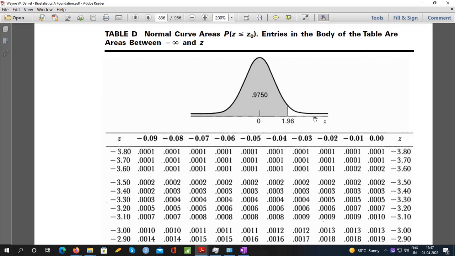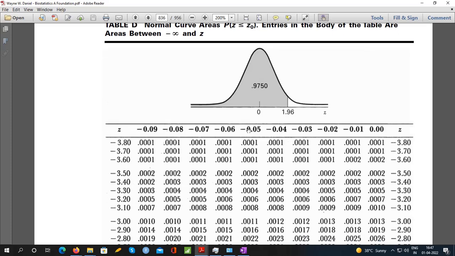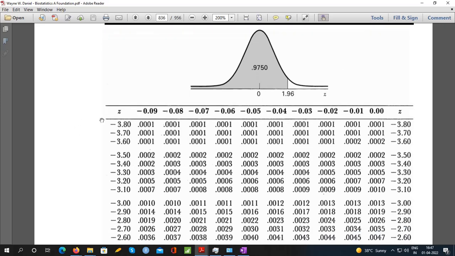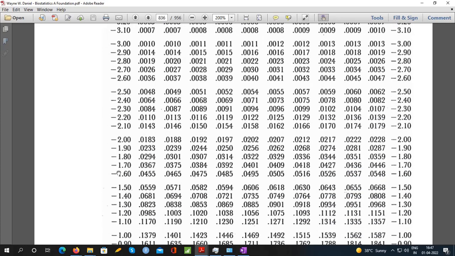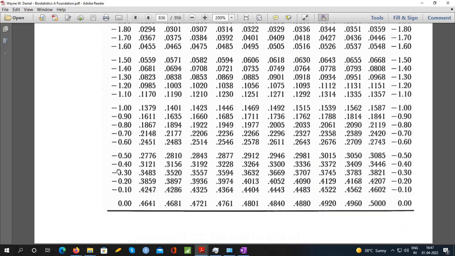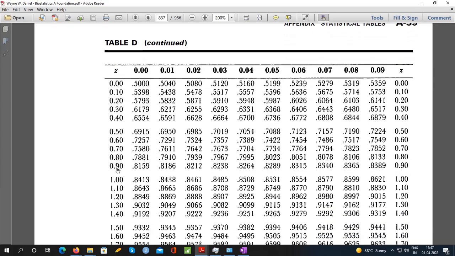I told you beyond 1.96 you have 0.025. So, up to 1.96 you have the remaining, that is 0.975. So, how do you compute that? Let me check 1.96. What you have to do is, in this first column I have to locate 1.96. This is minus, so I have to go for plus 1.96.